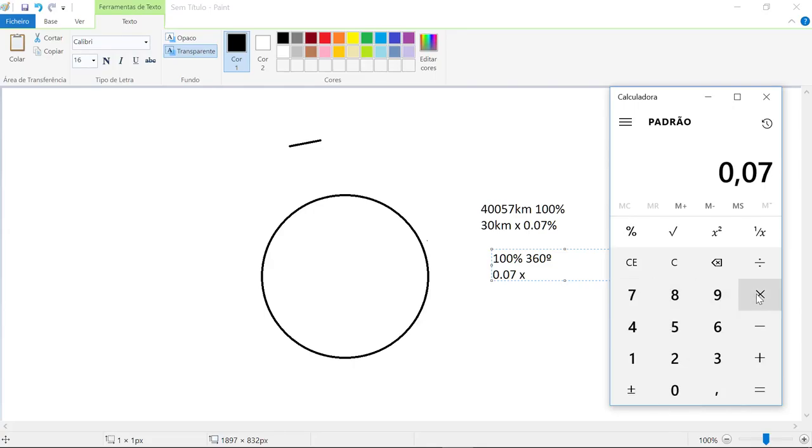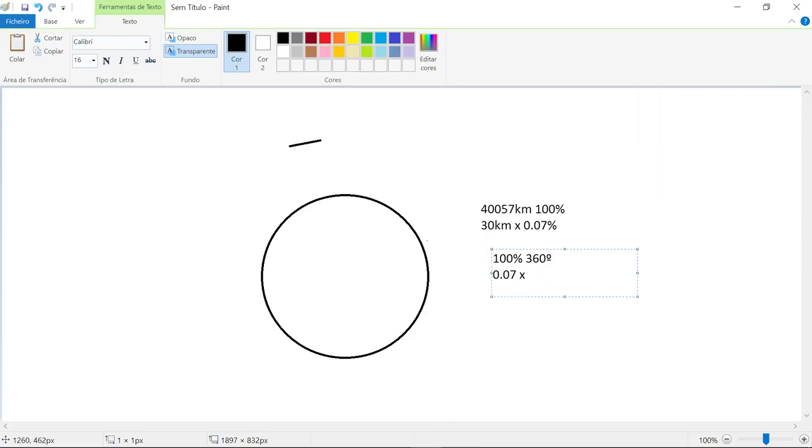0.07 multiplied by 360 divided by 100%. You see how many degrees of curvature you got? 0.25 degrees of curvature in 30 kilometers. You think you're going to find any curvature with 0.25 degrees? I doubt it. That's why.